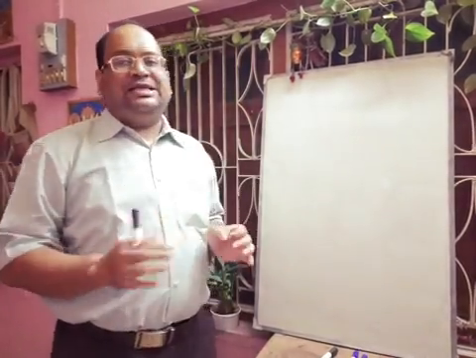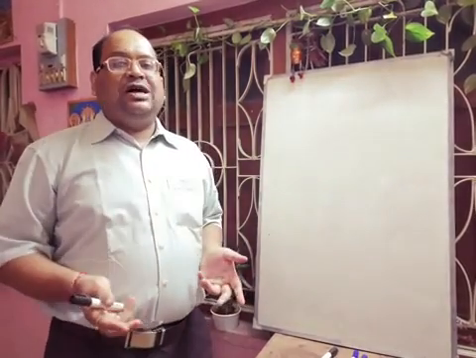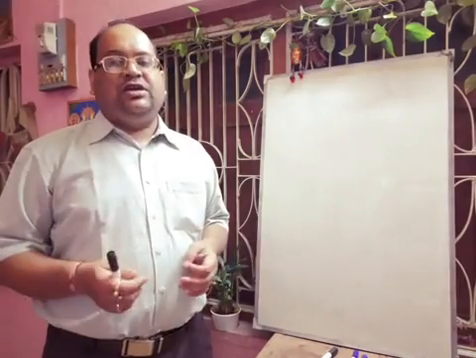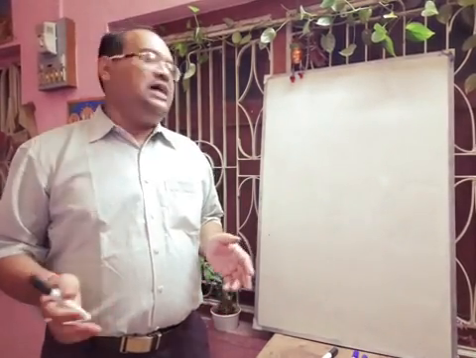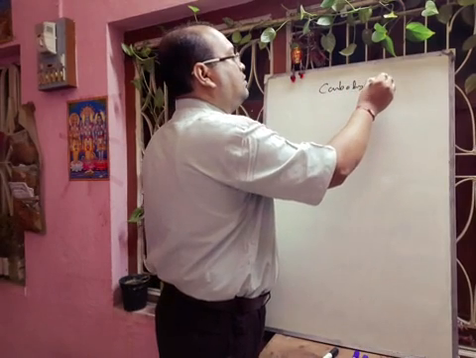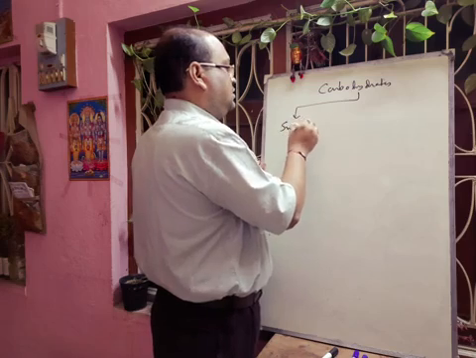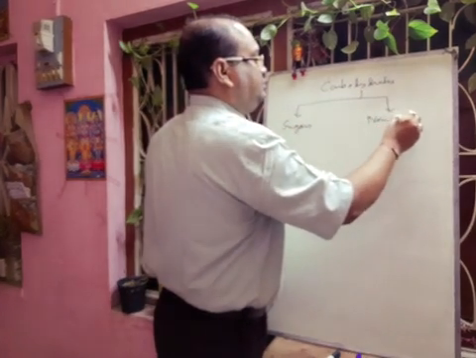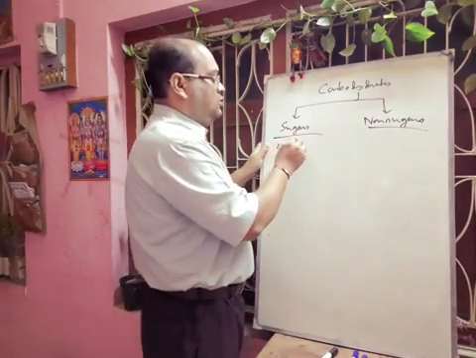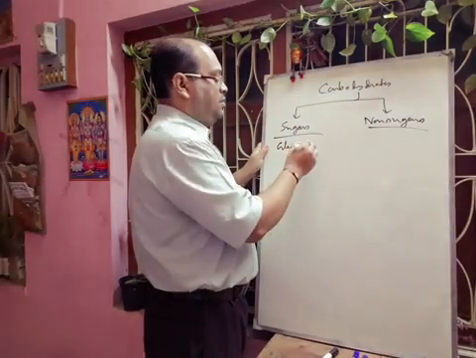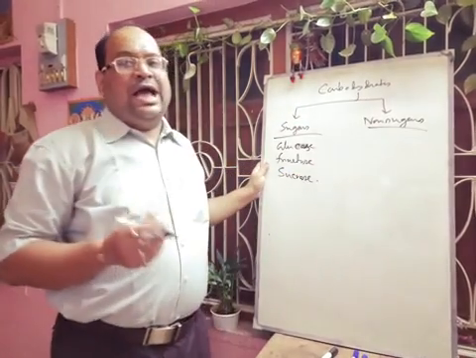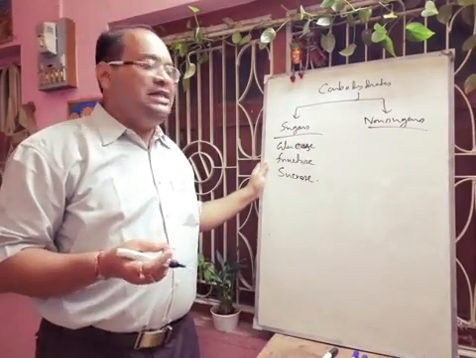Carbohydrates can be classified into sugar and non-sugar. Now, what are called sugars? These are the sweet crystalline carbohydrates, having a sweet taste, and they are soluble in water. They are called sugars. So carbohydrates are classified into sugars and non-sugar carbohydrates. Examples of sugars that are sweet in taste are glucose, fructose, sucrose. These are sugars.